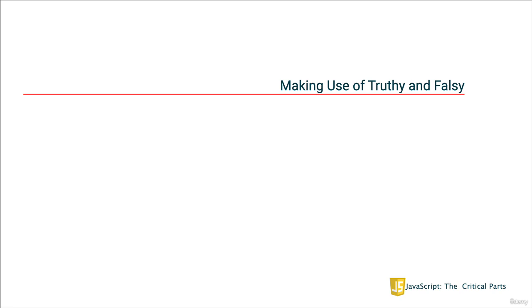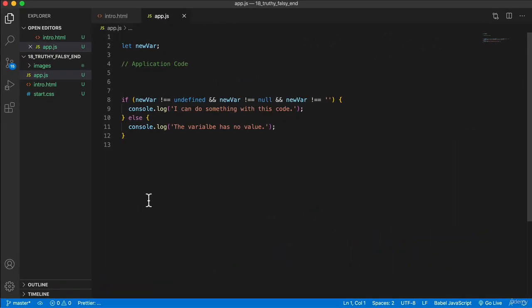First, let me share a bit of my early experience with JavaScript by showing you an example. And this will help illustrate the value of Truthy and Falsy. Here I have a bit of code. I've declared a new variable, but I haven't assigned a value to it. And then there's a lot of application code. Let's just assume that this is declared at the top of the code. And then later on, as a part of the code, we need to check to see if some value has been assigned to this variable.